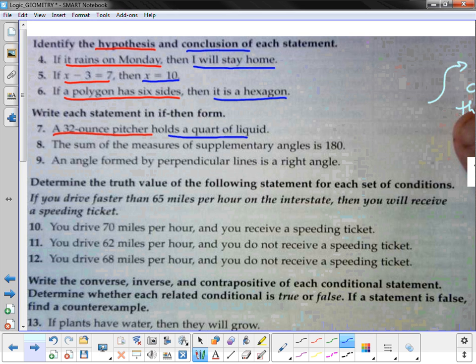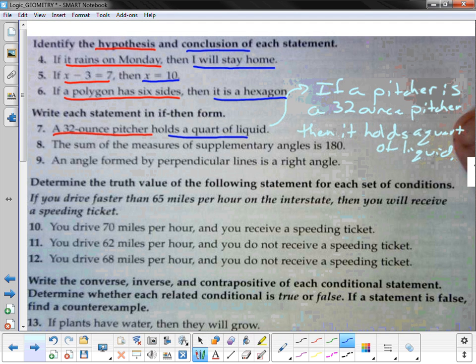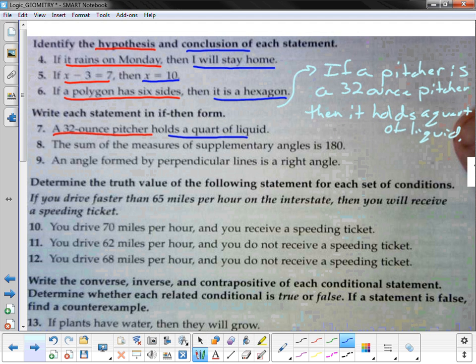So how do I write that? Well, here's a possible way of writing it. If a pitcher is a 32-ounce pitcher, or if something is a 32-ounce pitcher, then it holds a quart of water. That's how I would do that one. Okay, let's look at number 8.